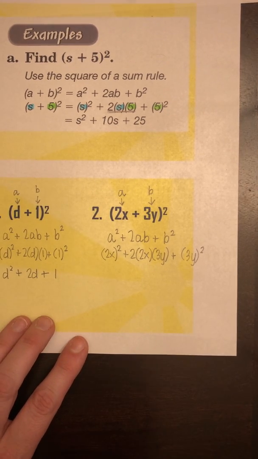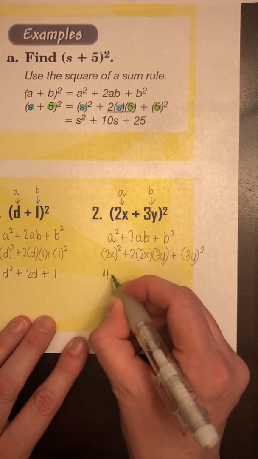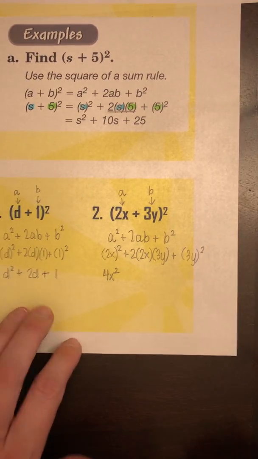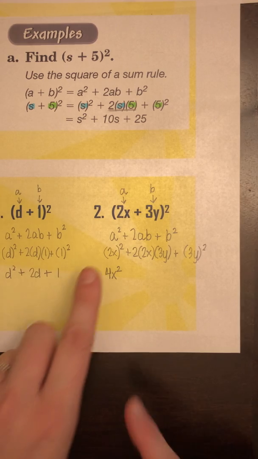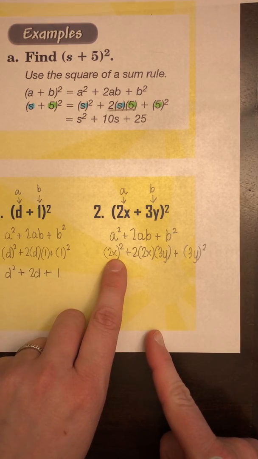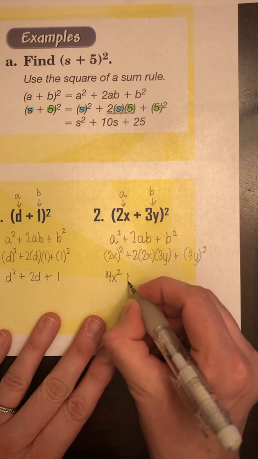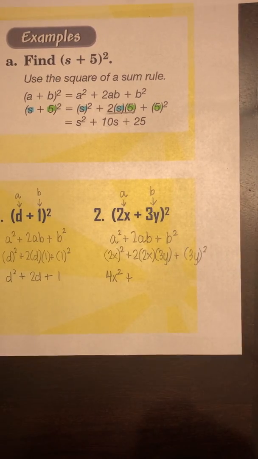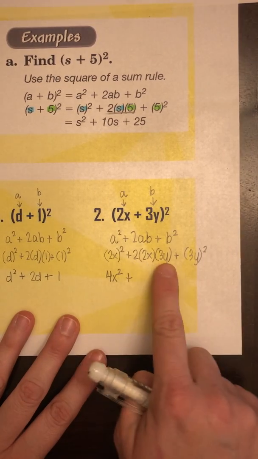So 2x raised to the second power is 4x squared. Remember, you have to take that exponent of 2 and it has to go to the 2 as well as to the x. Again, in the middle, this is not the distributive property. This is just multiplying straight across.